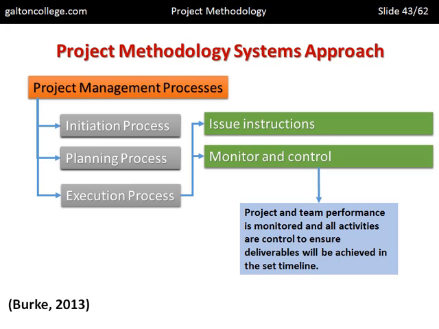And then it's important to monitor and control the throughput of the resources as they're being converted into usable items for this particular project. So the project and team performance is monitored and all the activities are controlled to ensure deliverables will be achieved in the set timeline. So it's important that there is tight observation of what's happening. See who's involved, what are the issues.